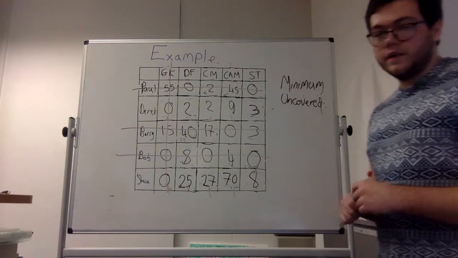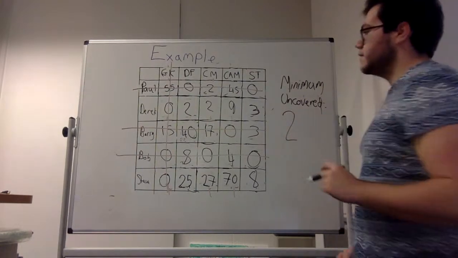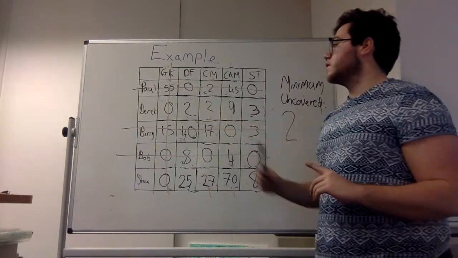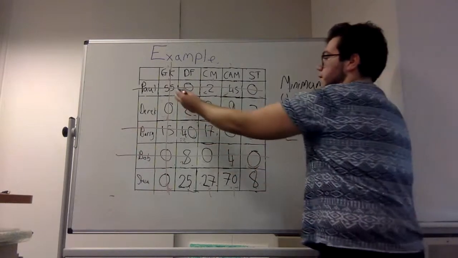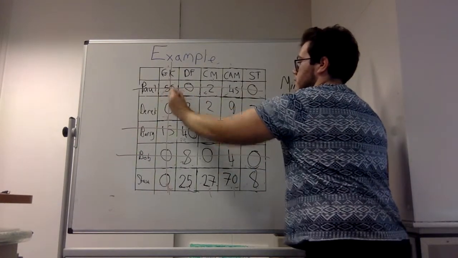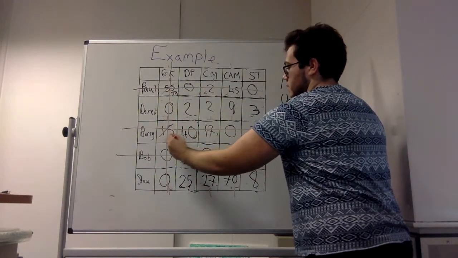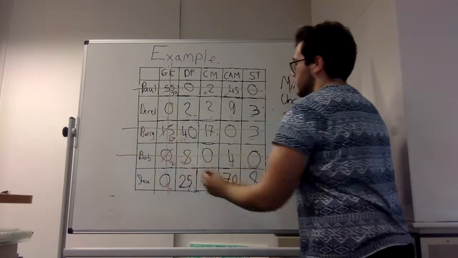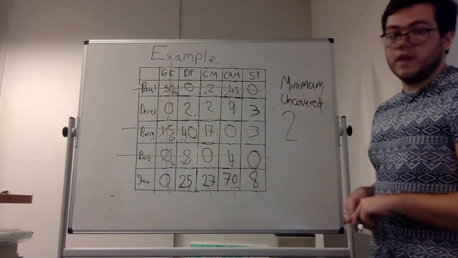Once again, the minimum uncovered element is 2. This means on every element that has 2 intersections, we need to add 2. So this makes 55, 57, 15, 17, and 0, 2. Now we need to minus 2 from each of the uncovered elements.